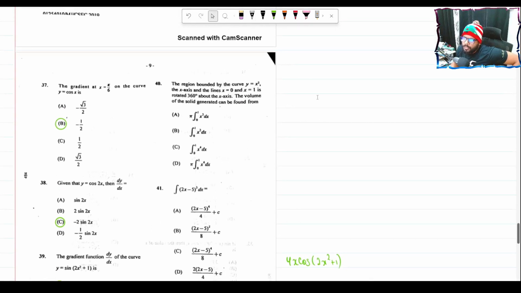The region bounded by the curve, the x-axis and the lines is rotated 360 degrees about the x-axis. So I'm looking for the volume, which is equal to the integral of pi y squared dx. The curve is y is x squared, so y squared is x to the power 4. Pi x to the power 4 dx between 1 and 0. They just pull the pi on the outside, so the answer is D.